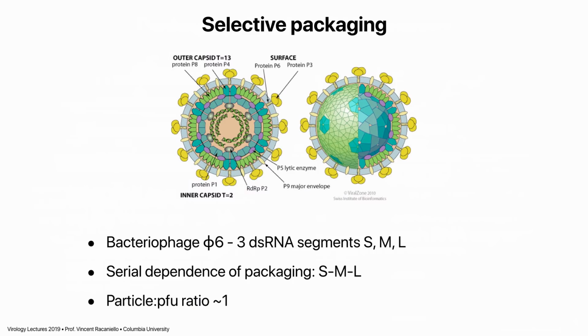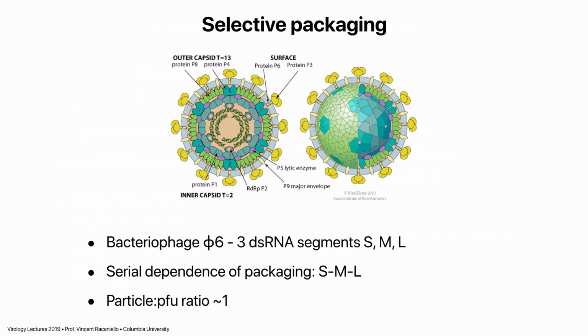The other is to have selective packaging, which is illustrated by this bacteriophage called Phi6. It's a spherical bacteriophage. They don't all have the heads and the necks and the tails and the tail fibers. And this has a double-stranded RNA genome: 3 segments of double-stranded RNA, the small, the medium, and the large segment. And just like the reoviruses, it has 2 shells, an outer and an inner capsid. And they're the 3 segments of RNA.